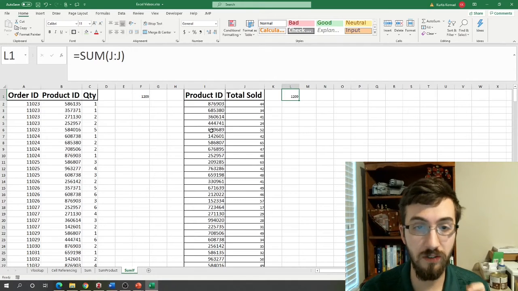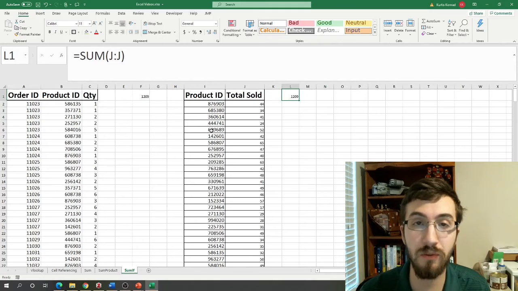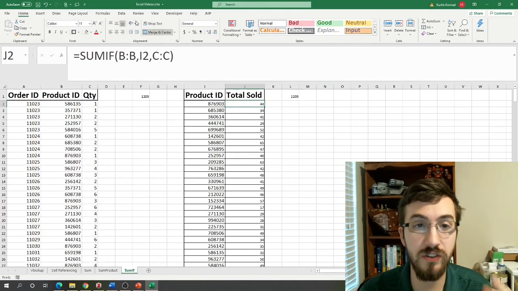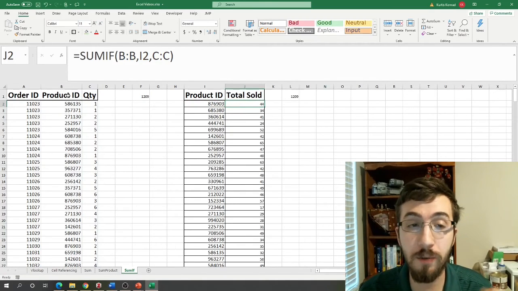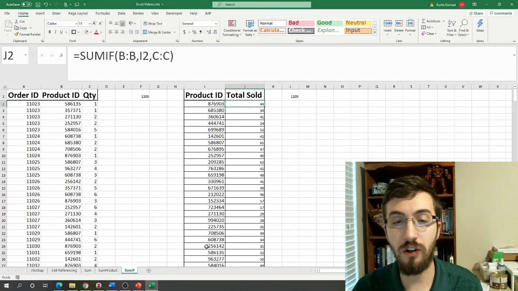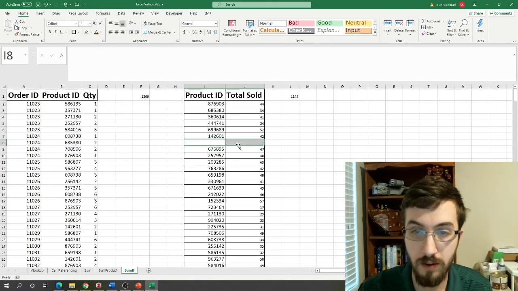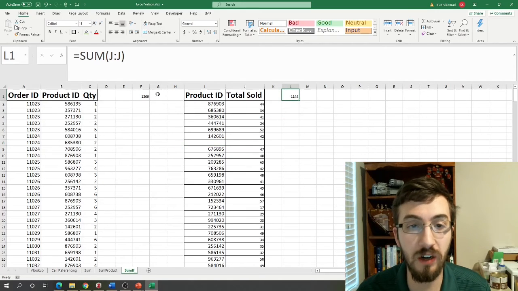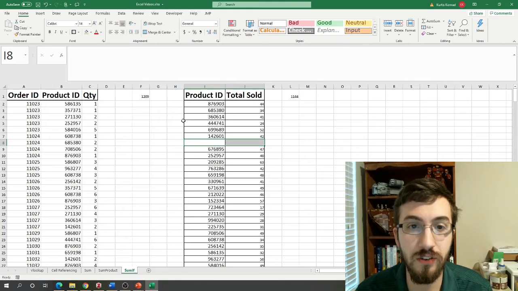If these two values were different for some reason, there'd be a couple reasons to look through. One, did you write your SumIf formulas correctly? Two, are there products that you've sold that you didn't include in this table? If we hadn't included this one, then we'd have fewer than the total in the product table because we're missing one of our product IDs. Those are probably your two best places to look if these two numbers don't match.